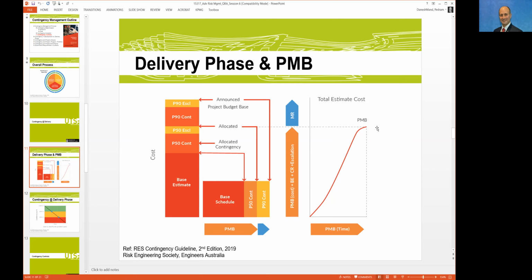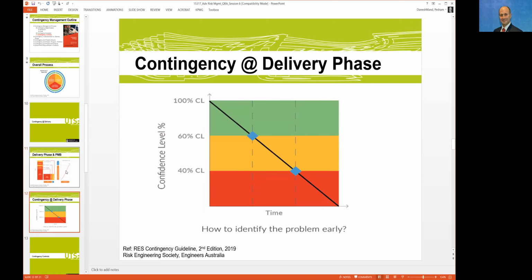From a controls perspective, you need to set the performance measurement baseline reasonably, otherwise the progress report doesn't provide a reasonable result. And that's at the earliest stage of the delivery phase.